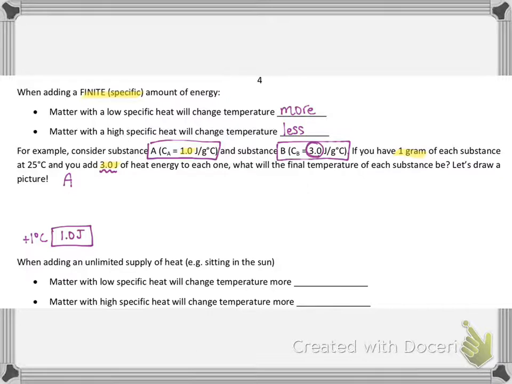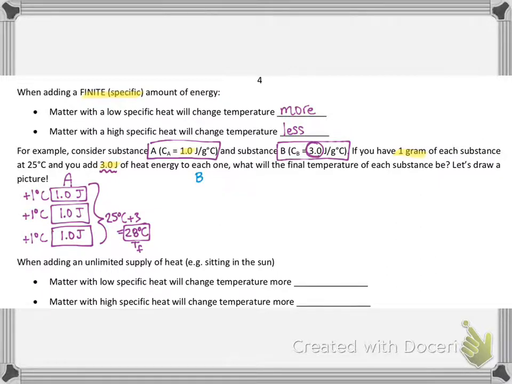But we didn't just add 1 joule of heat, we added 3. And every time you added a joule of heat, well, the temperature went up another degree Celsius. So you can tell by adding the 3 joules of heat, I actually changed the temperature by 3 degrees. So the final temperature of substance A is going to be 28 degrees Celsius. Let's do the same thing for substance B.